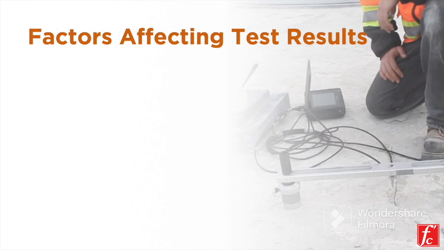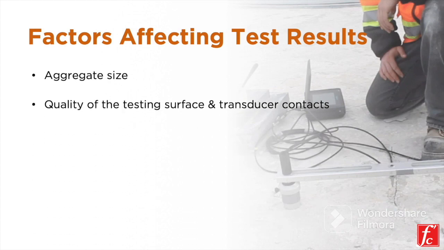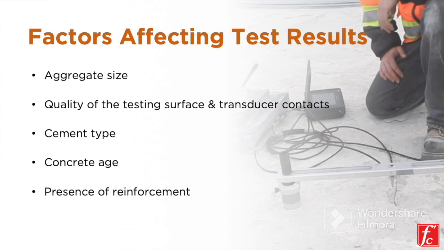Certain parameters can affect the UPV test results, including aggregate size, the quality of test surface and transducer contacts, cement type, concrete age, and presence of reinforcement. Special care should be taken in order to minimize these impacts on test results.